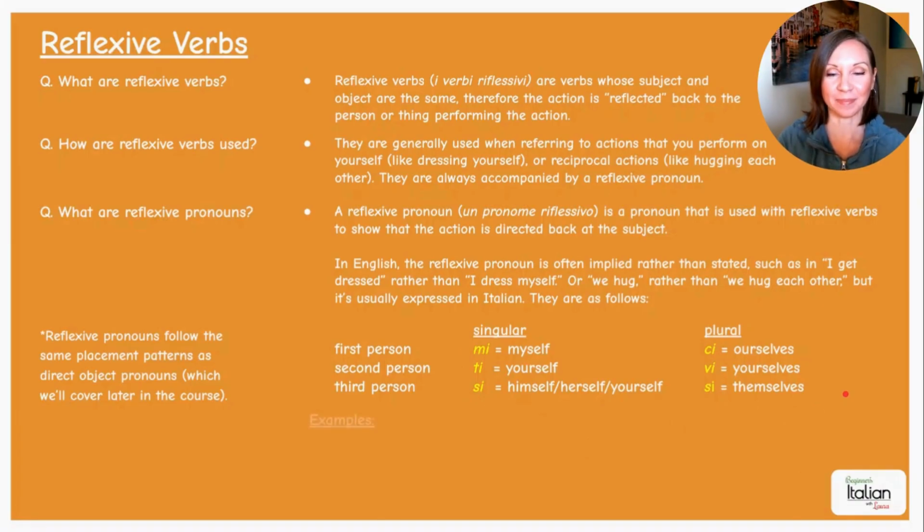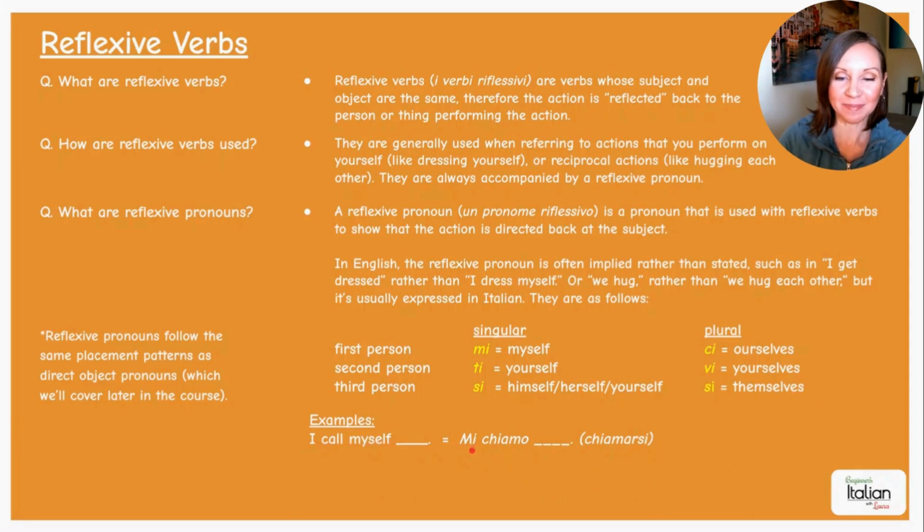So, for example, if you say, I call myself, in Italian, you really are saying, my name is, in English. So you'd say, mi chiamo, and then your name. I would say, mi chiamo Laura, or I call myself Laura.